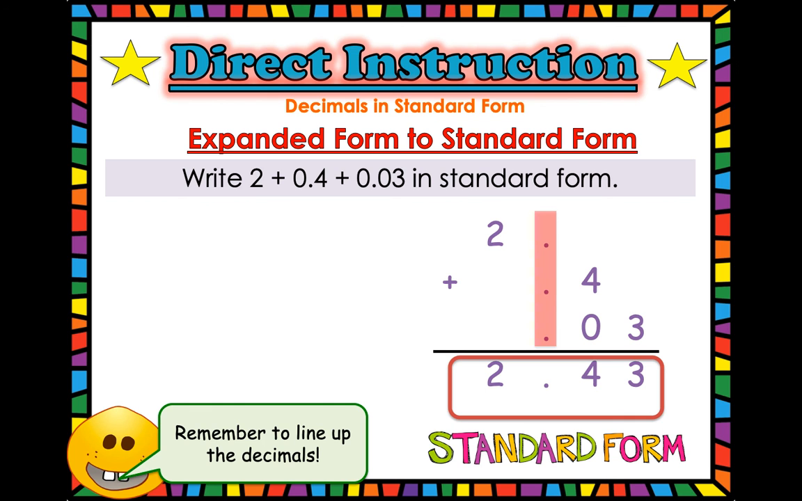Now, this is how you know you're correct. If you look at the last number in this decimal written in standard form, you'll see that the last place is the hundredths. So it's 2 spaces after the decimal. You should have 2 spaces after the decimal. If you've got 1 space after the decimal or 3 spaces after the decimal, you've done something wrong. So you're going to need to go back and check your work.